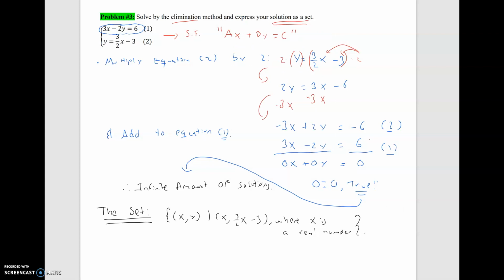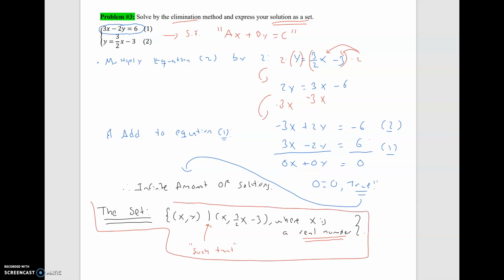The vertical bar means such that, and real number just means any number on the number line. That would be the set. In this case, they're asking for a set, and this is one way to express a solution. If the problem said just to solve, it would have been sufficient to say infinite amount of solutions.